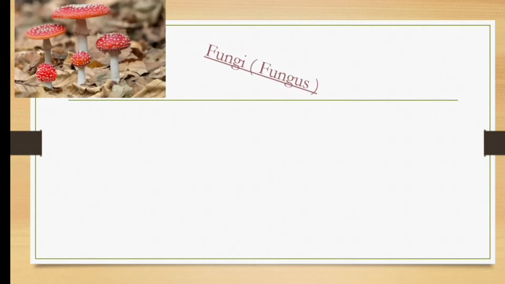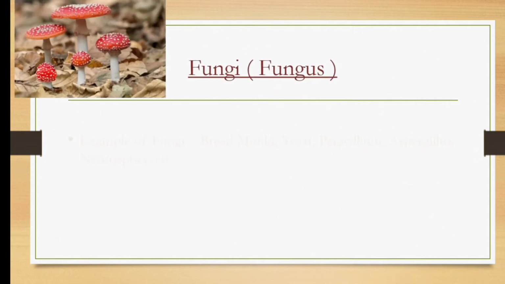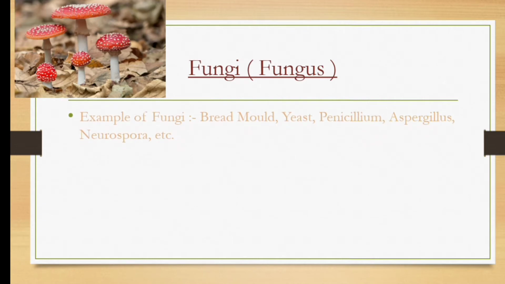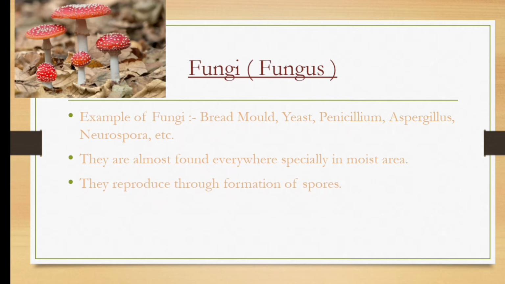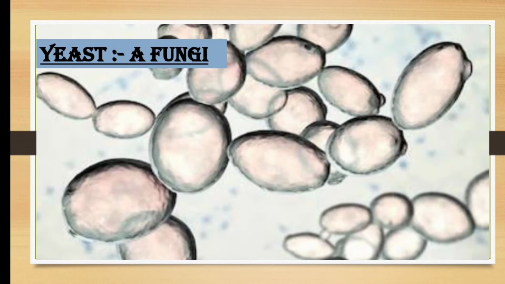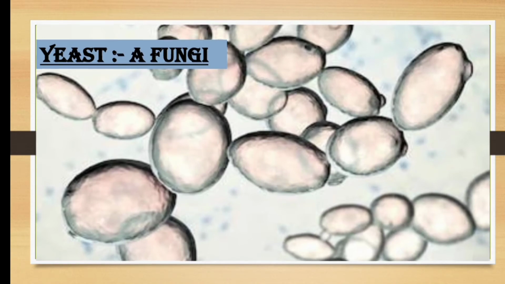Next topic is fungi, or you can say fungus. Examples of fungi are bread mold, yeast, penicillium, aspergillus, neurospora, etc. They are found almost everywhere, especially in moist areas. They reproduce through the formation of spores. They are mostly saprotrophic, but some are parasitic also. Now you can see the figure of a yeast, which is a fungus.